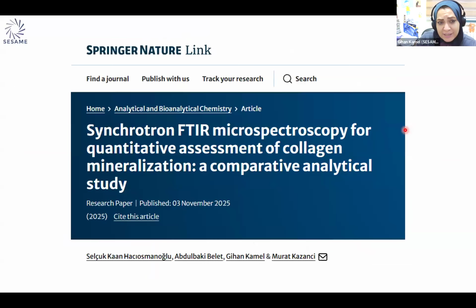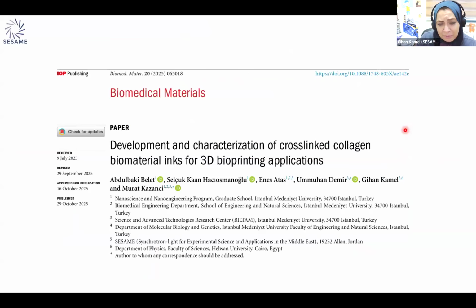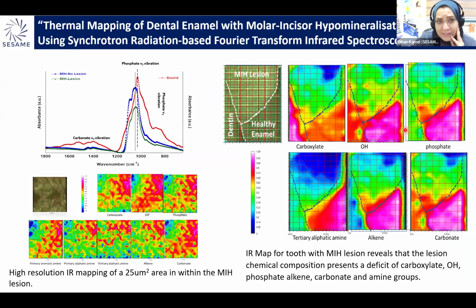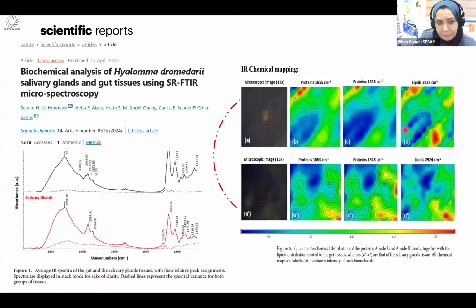And here you see a series of publications on the same application with the same group. This was to also work on collagen biomaterial inks for 3D bioprinting applications. Green plastics, converting the grocery waste to bioplastics. Again, in dentistry, this is dental enamel investigation or mapping with this kind of disease called MIH, a disease that occurs only in children.